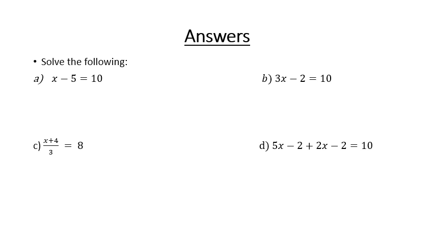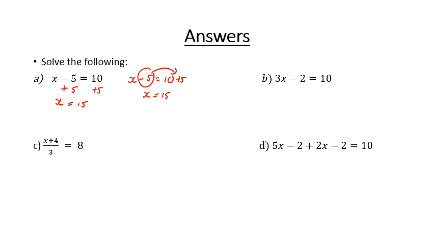In our first question, I'll do method 1 and method 2 for each question. Method 1, x take 5 equals 10. You could simply add 5 to both sides and you would get x equals 15. Or you could move the negative 5 over and end up with plus 5 and x would equal 15.